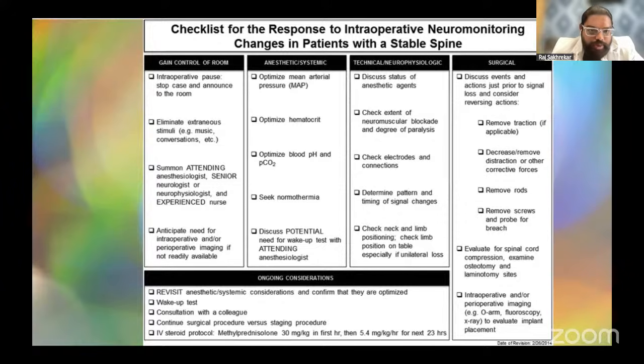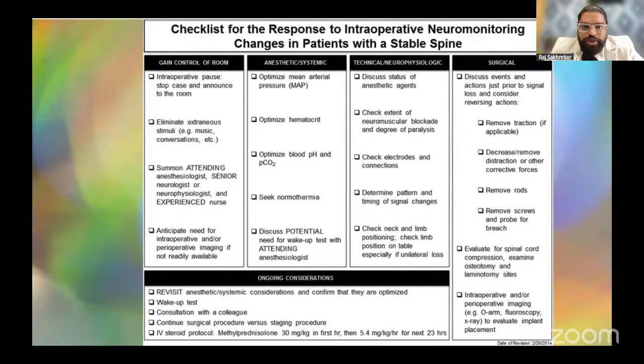You need to get the senior anesthesiologist who's in charge of the case. We need to get the senior neurotech, neurophysiologist, and the experienced staff. Then you need to review the case once they have been alerted. You need to call the X-ray or inform the CT scan that we have a signal change. We might need to review our screws, either with the C-arm or an intraoperative CT scan like O-arm, so that the time from the event to the checking of the hardware is less. That's gaining control of the room, followed by the anesthetic or the systemic.